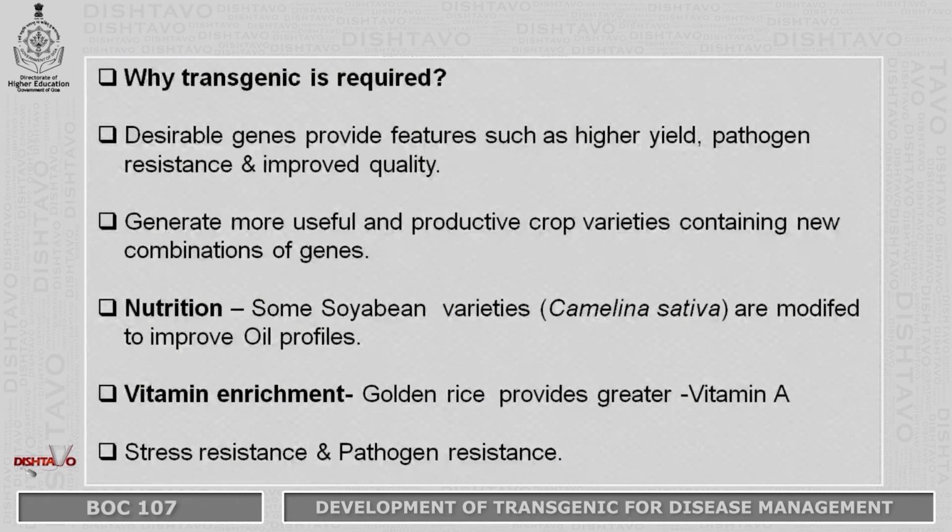Now, why is transgenic required? By using this technique, desirable genes can be inserted. These genes provide features such as high yield, pathogen resistance, and improved quality. By using transgenics, they can generate more useful and productive crop varieties containing new combinations of genes.